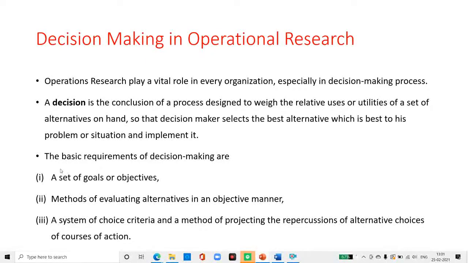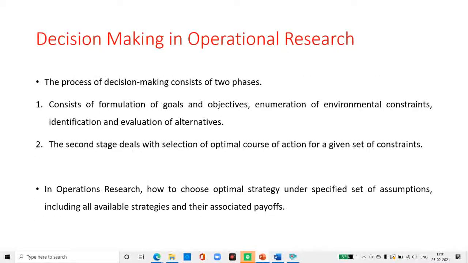So the evaluation of the consequences of each course of action is important due to the sequential nature of decisions. The process of decision making consists of two phases. The first phase consists of formulation of the goal and objective, enumeration of environmental constraints, and identification and evaluation of alternatives. And the second phase deals with the selection of the optimal course of action for a given set of constraints. So these are the two main phases in decision making.